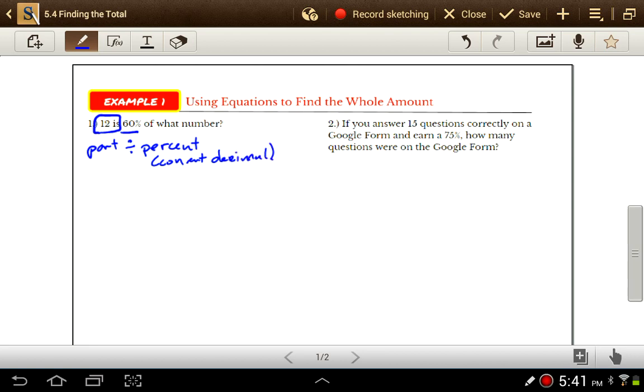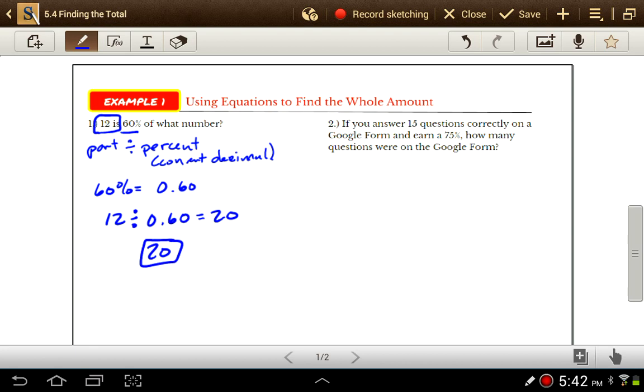Now, when we do that, we're going to take 60%, which remember, as a decimal is 0.60. It's 60 out of 100, which is 60 hundredths, so 0.60 or 0.6. And we're going to take the part then. Now that we know that as a decimal, we do 12 divided by 0.60. We type that in our calculator, and we are going to get 20. So 12 is 60% of what number? 20. 12 is 60% of 20. And that's how you're going to find the whole amount.